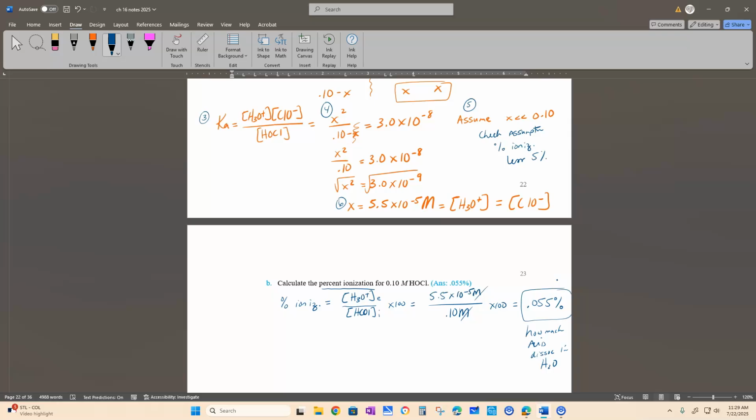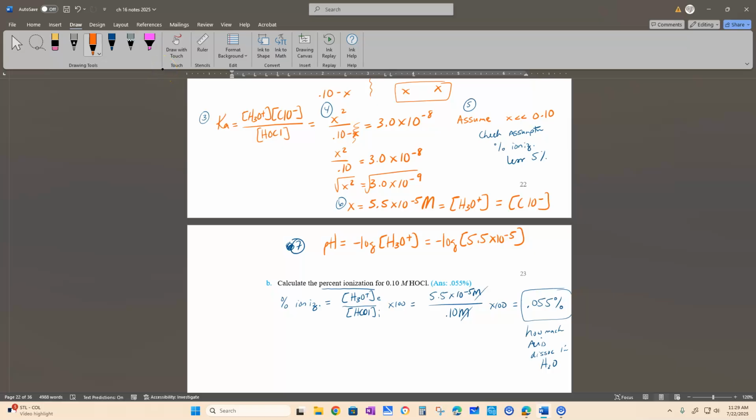Now that our assumption is valid, we can find the pH. pH is the negative log of hydronium. You're probably thinking, what if that percentage is higher than 5? You can't make the assumption, and you'd have to do the quadratic, which we already know there is no quadratic equation on the AP test. So we take the negative log of that 5.5 times 10 to the negative 5, and I know my answer should be somewhere around 5 because of that exponent.